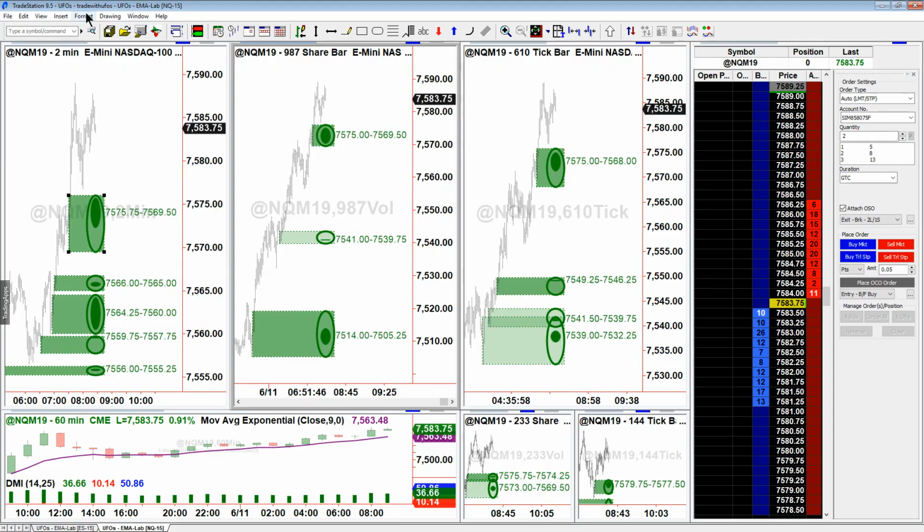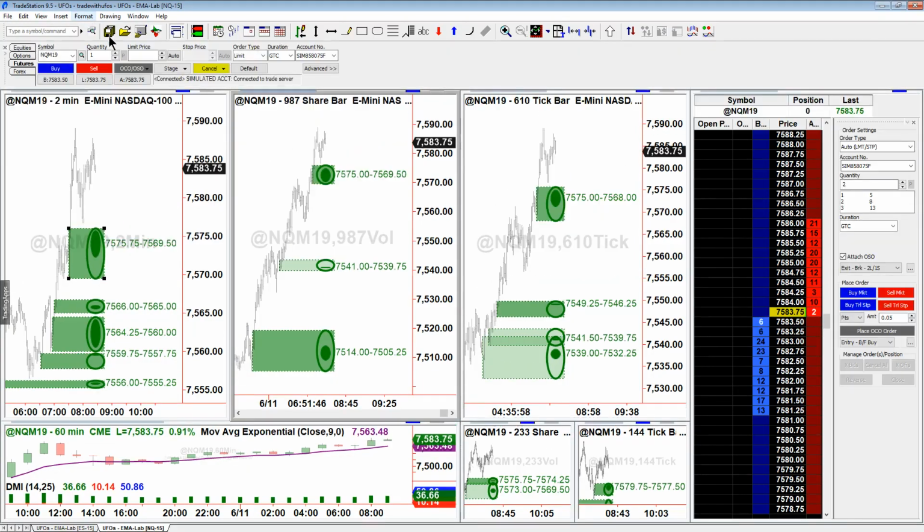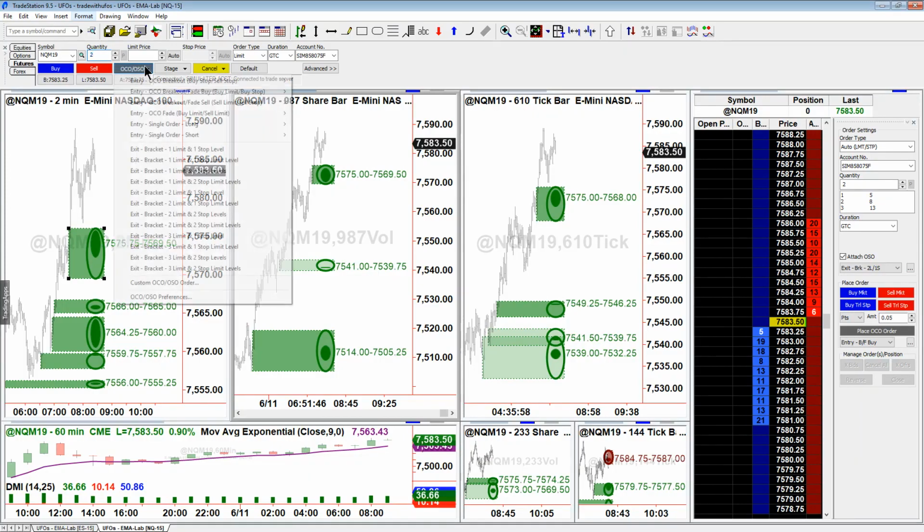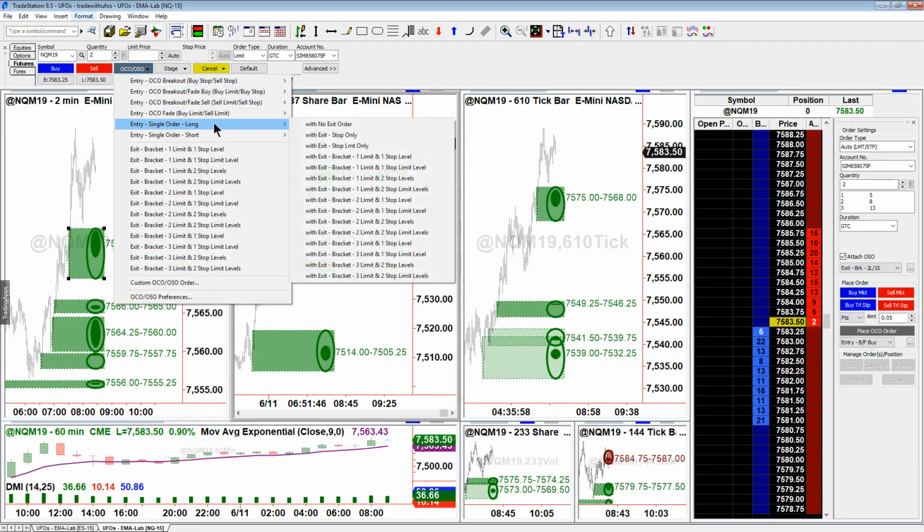So what I'm going to do to place this order is just use the order bar. I'm going to make these 2 contracts, using the symbol NQM19, by the way, approaching next week where we'll have to do rollover, but not yet. So still using the symbol NQM19, I'm going to enter a single order long, with 2 limits and 1 stop.